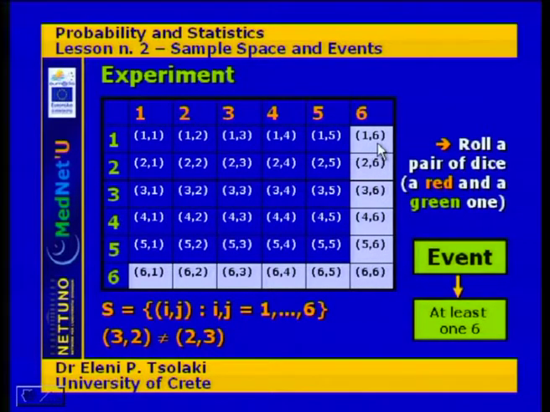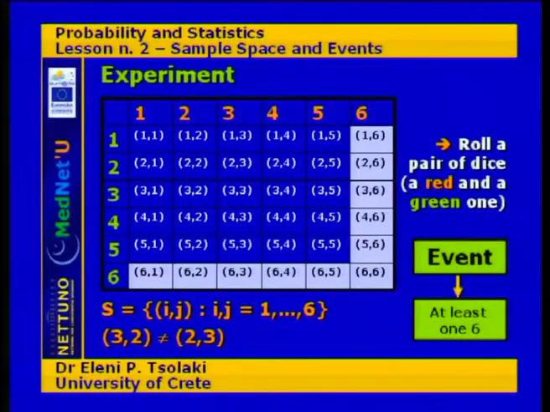It's the elements 1-6, 2-6, 3-6, and so on. When we say that we are interested in at least one 6, we don't care if we have a 6 from the red die and a 6 from the green one. The outcome 6-6 is in our event. Events could be other groups as well, other groups of pairs of elements from the sample space.